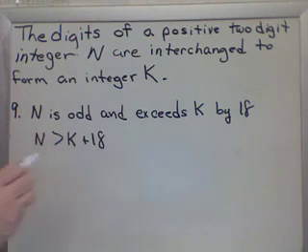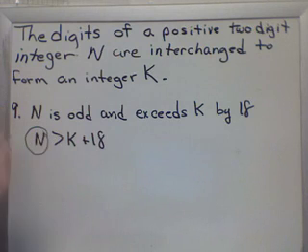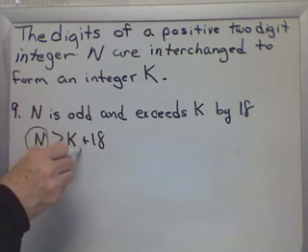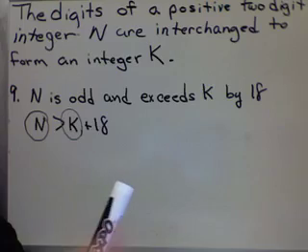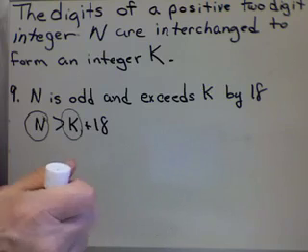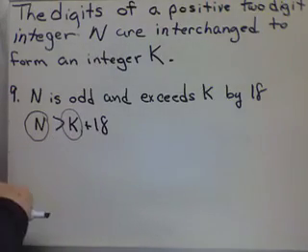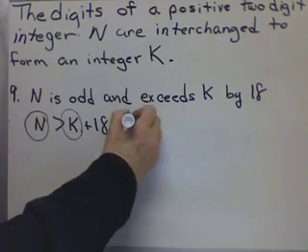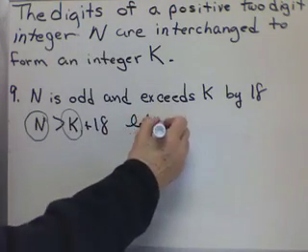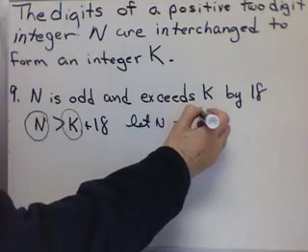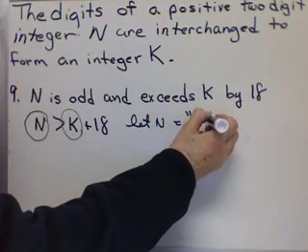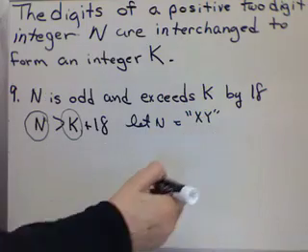But the tricky part is n is a 2-digit number, and so is k. So I can't use n and k to represent the digits. So the tricky part about solving this is using 2 digits here. So let n equal, and I'm going to put this in quotes, x, y. Those are 2 digits, all right?